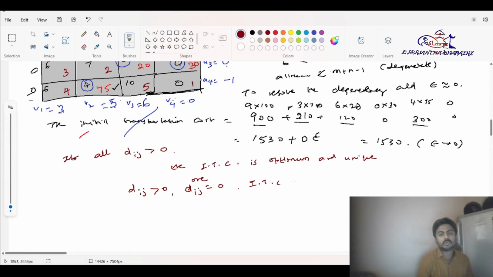Here the initial transportation cost is optimum, and an alternate optimum cost will exist, or an alternate solution will exist. Suppose if dij equals 0 for an unallocated cell, the initial transportation cost is optimum, and an alternate optimum cost will exist.